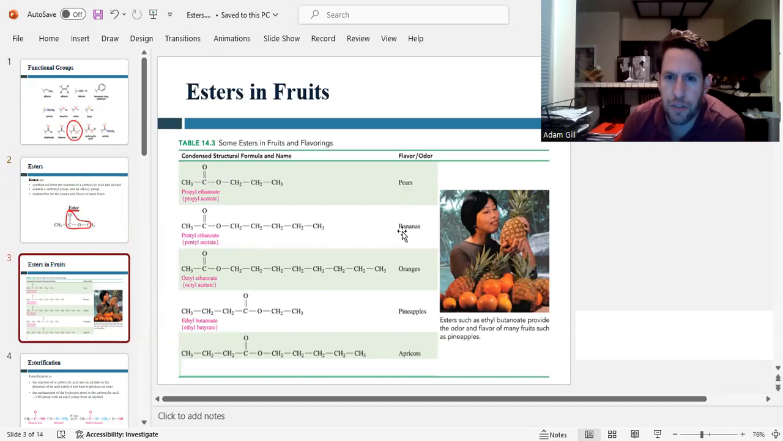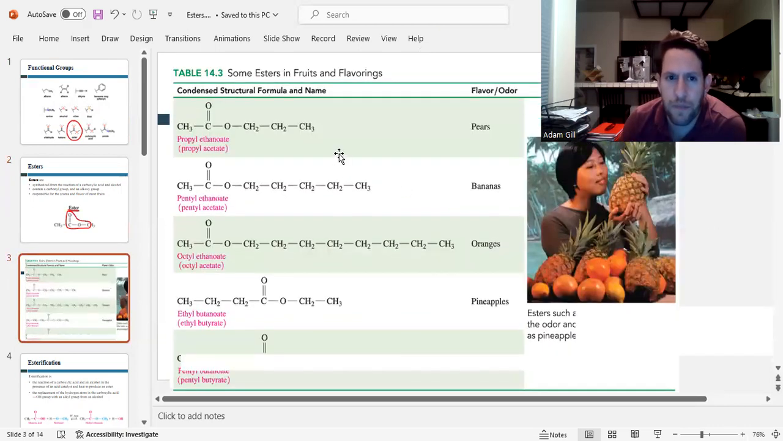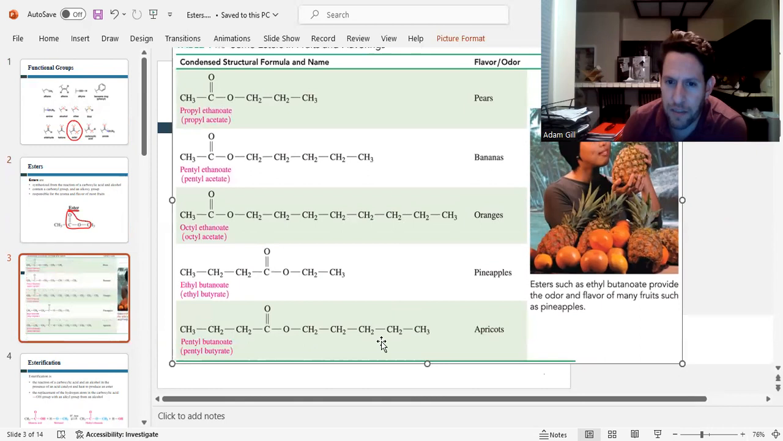And so here's a chart just showing the specific esters responsible for the flavor of certain fruits. And so the flavor of pears here is this compound, bananas is this compound, oranges is this ester, pineapples would be this one, apricots is this ester, and the list goes on and on. This would be hundreds of molecules long if we wanted to keep going. So most fruits that you're familiar with have some specific ester associated with them that's responsible for that smell and taste.